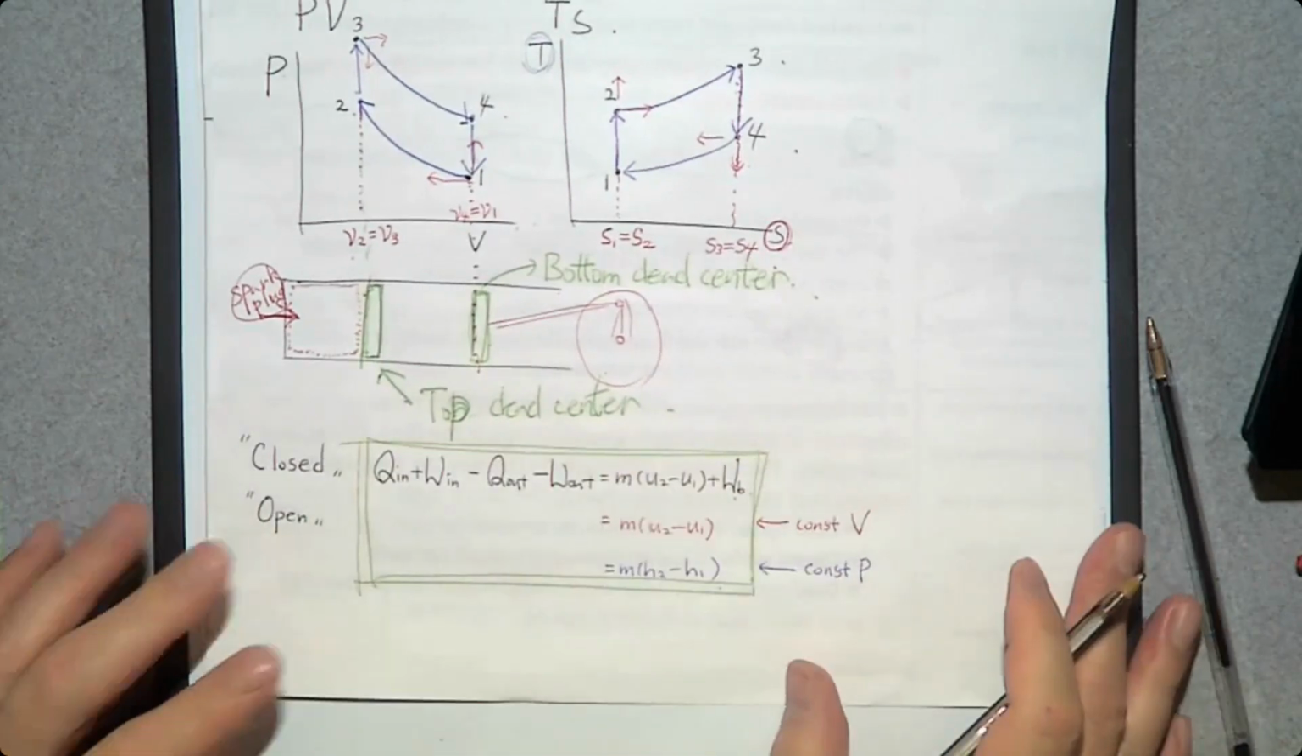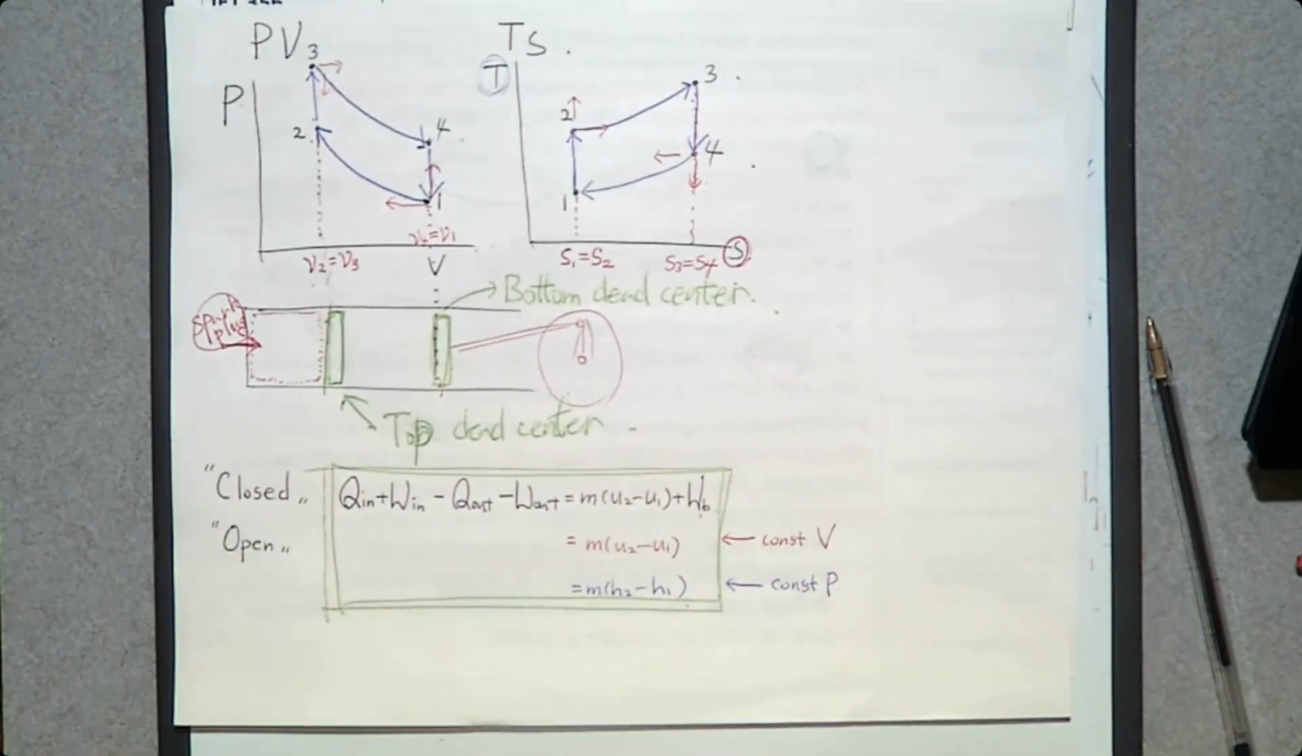So now let's study this energy balance equation for each process. You can apply the energy balance equation for a process, right? Between two states. So we can apply this one for process 1 to 2, process 2 to 3, 3 to 4, and 4 to 1. So 4 energy balance equations.